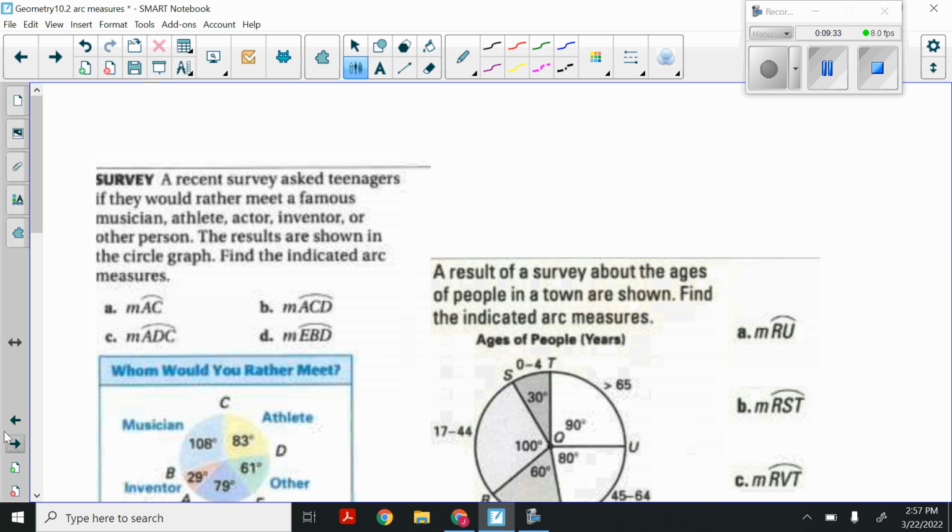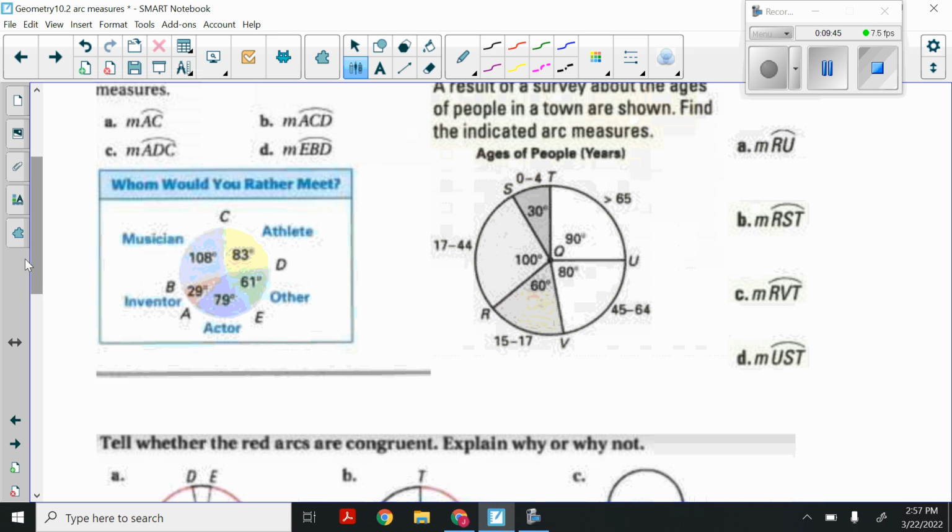Right, so let's go to our next piece. Okay. So it says the survey. A recent survey asked teenagers if they would rather meet a famous musician, athlete, actor, inventor, or other person. The results are shown in the circle graph. Find the indicated arc measures. So A, the measure of arc AC. So A to C, so I need to add 29 plus 108. That's what we're doing here. 29 plus 108. So that gets me 137 degrees. B, the measure of arc ACD. So I know A to C was 137, so here I'm just doing 137 plus 83, and I get 220 degrees.